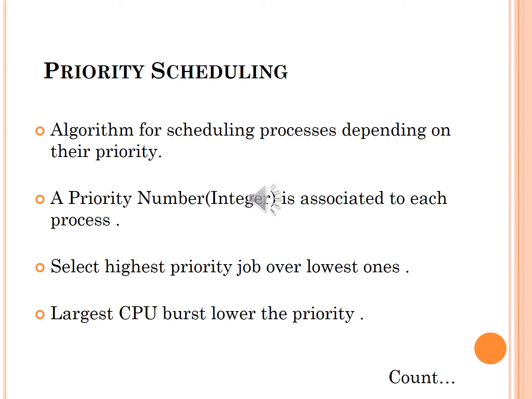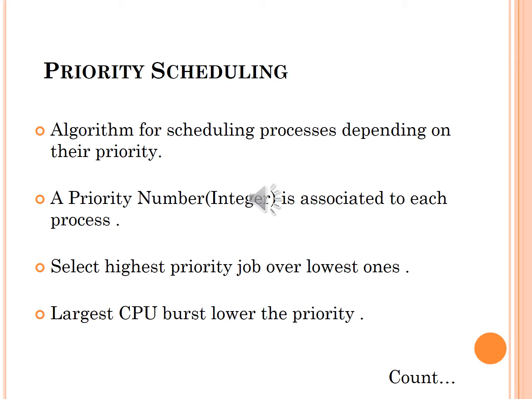Hello everyone, our project for today is priority scheduling, and the title of this project is describe the function of this algorithm. Priority scheduling is an algorithm of scheduling processes depending on their priority. There is an integer number associated with each process, and this number indicates the level of the priority of the process. And the scheduler selects the highest priority job over the lowest one.